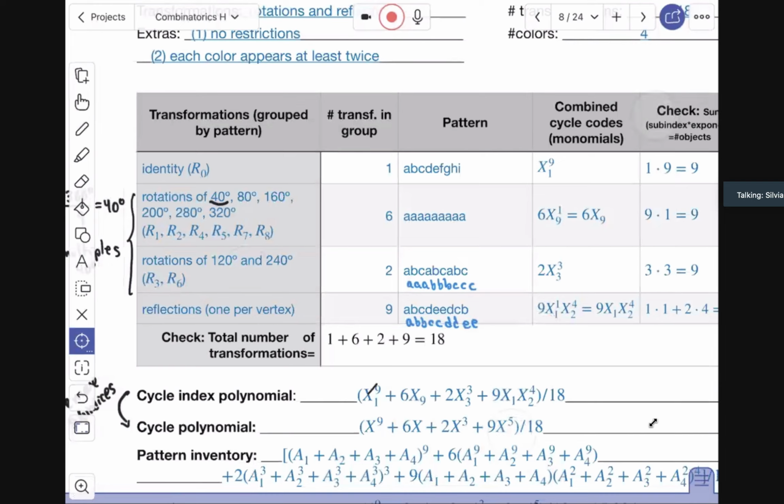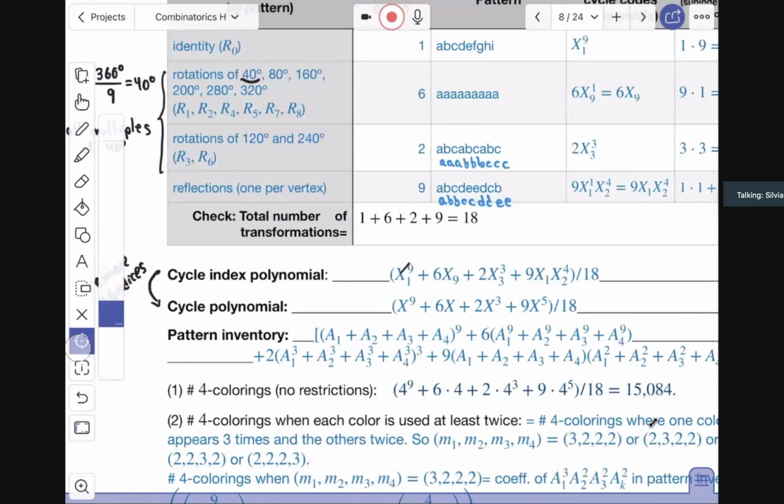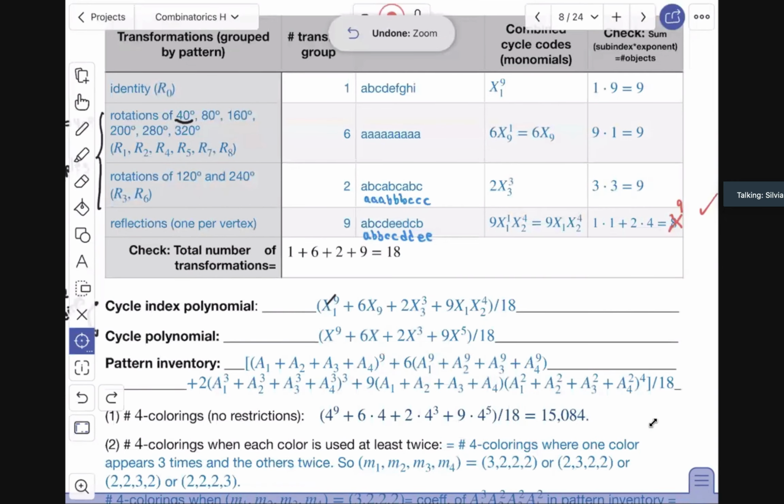Okay, so the third polynomial is the pattern inventory right here. It looks more complicated, but it really isn't. The cycle index polynomial is the one that gives you the other 2. Think about it as the cycle index polynomial giving me my other 2. The first one, which is the cycle polynomial, is the one where you remove the subindices, and that gives you the answers to your problems with no restrictions.